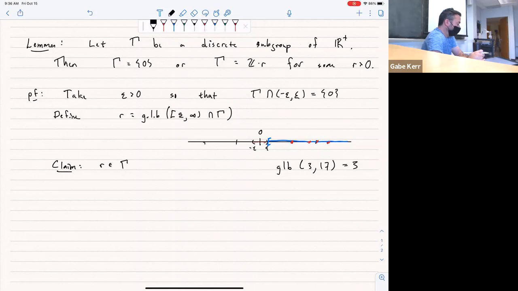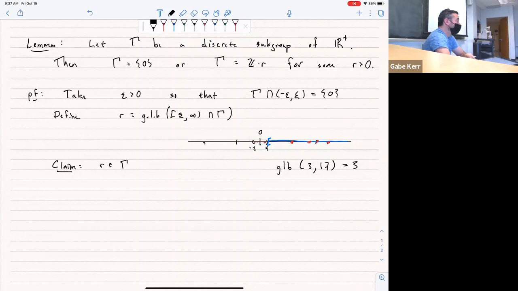So how do we do it? If it's not in there, what do we know? We know that we've got a sequence getting closer and closer to it. We definitely know that. Because if we didn't, if everything stayed far enough away from it, we could have a larger bound. Right?